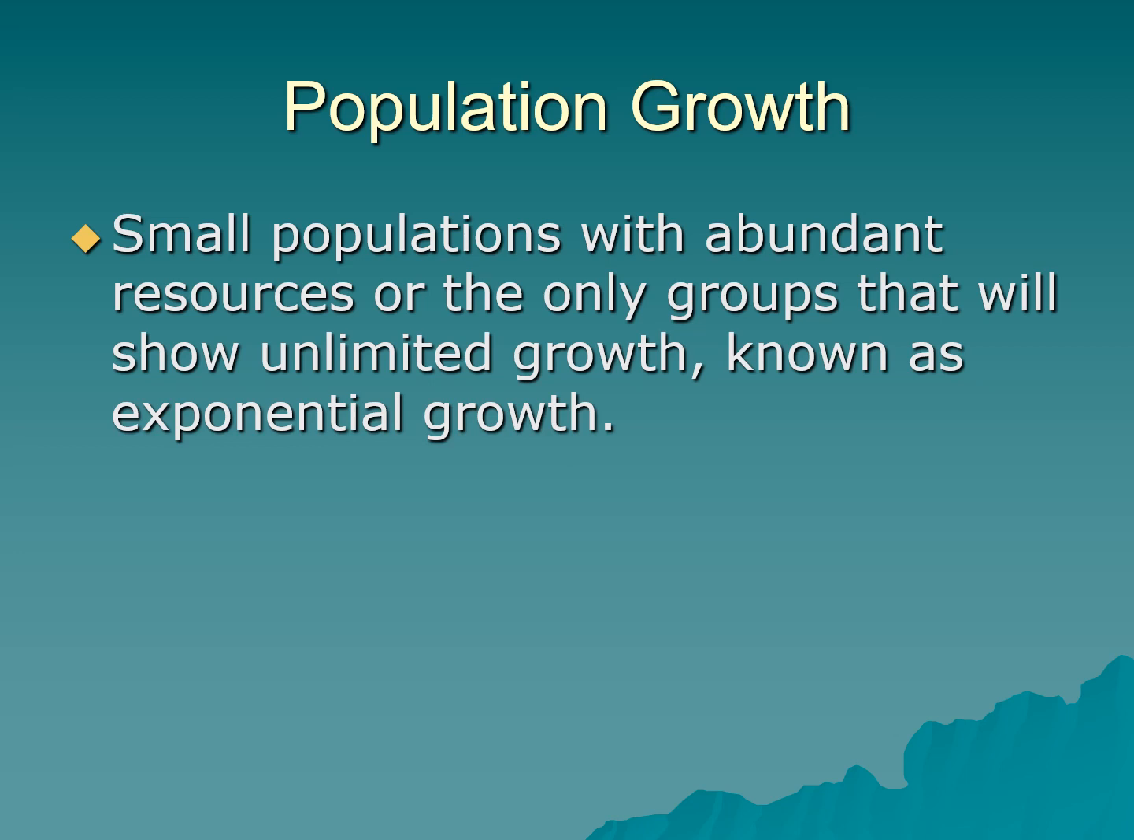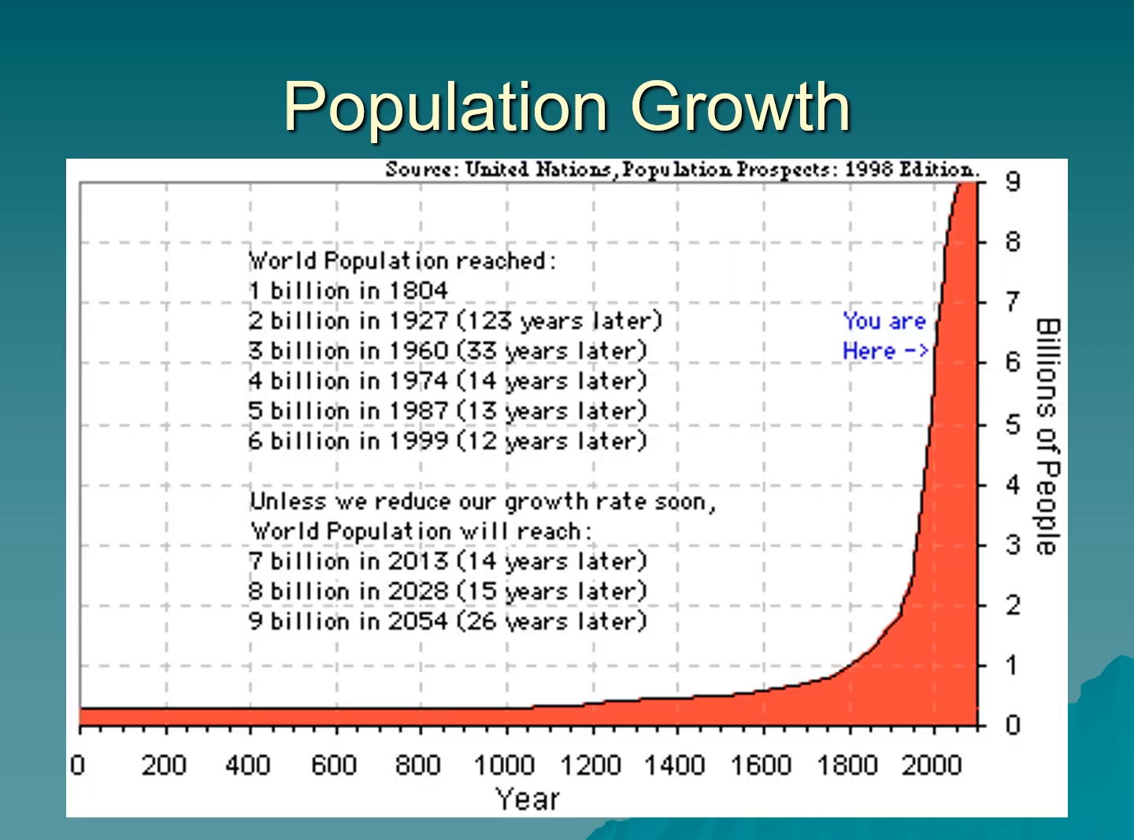So if you have abiotic factors that are supporting a population, and you have a small population that has an abundant amount of resources, these sorts of populations will actually show unlimited growth. And in fact, this unlimited growth is known as exponential growth. And when you look at a graph of exponential growth, you see something like this, which is a little scary, I know, but this is human population over the past 2,000 years.